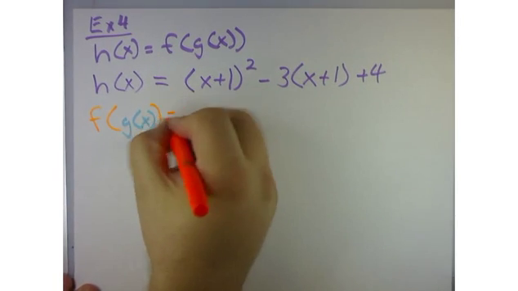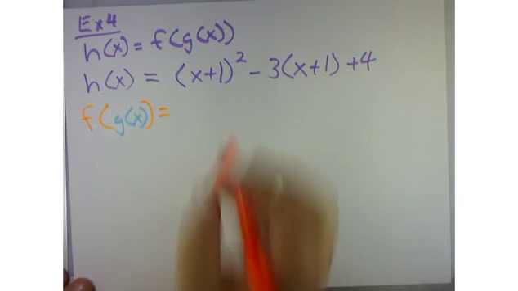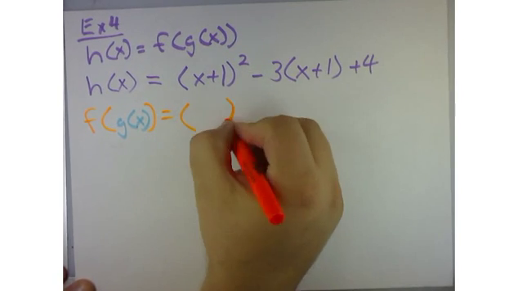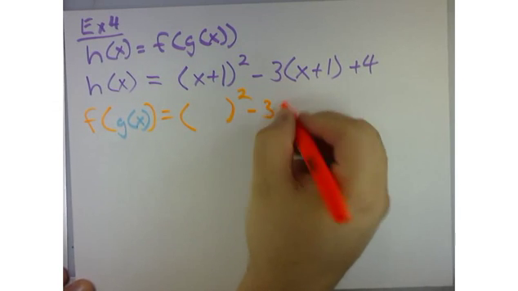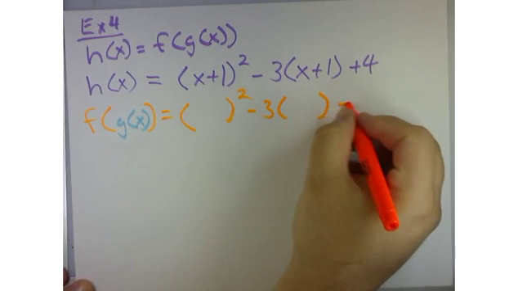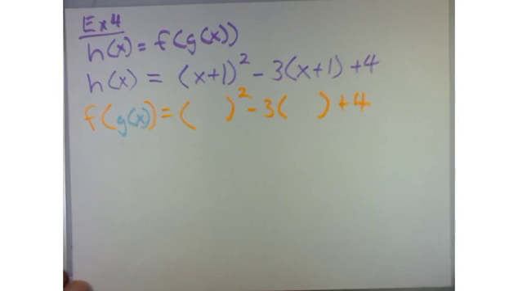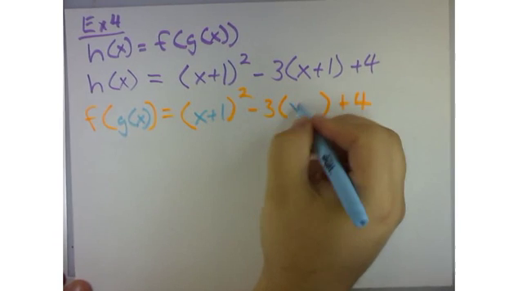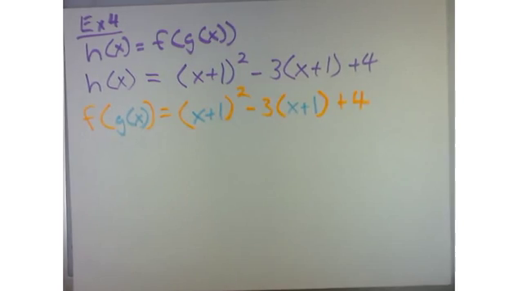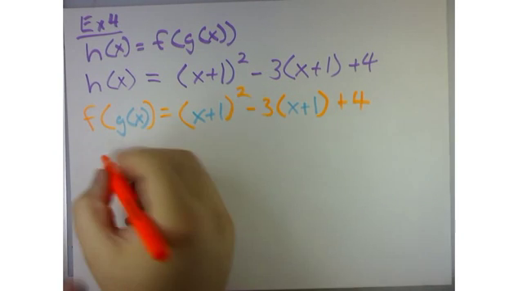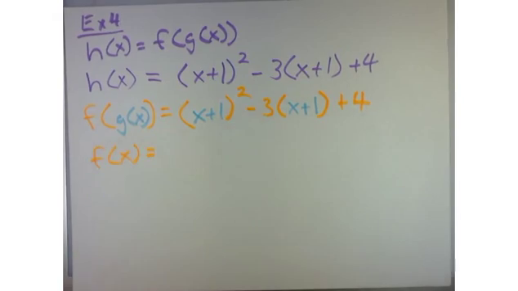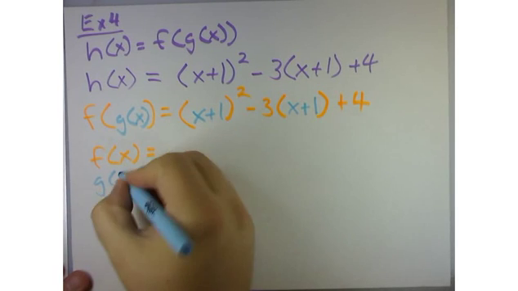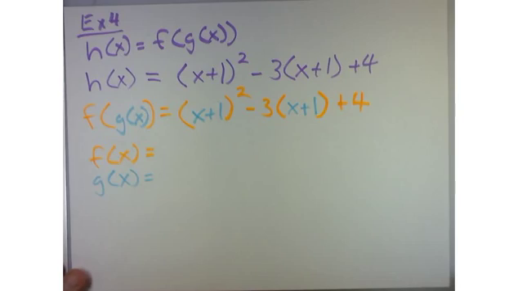So now what I want to look for is the stuff that we're plugging in. So I notice that I have something squared minus 3 times the exact same something plus 4. That something that we're plugging in is x plus 1 and x plus 1. Now, my question to you is this: what is f of x and what is g of x? Well, g of x is the easy one. What's g of x? It's x plus 1.